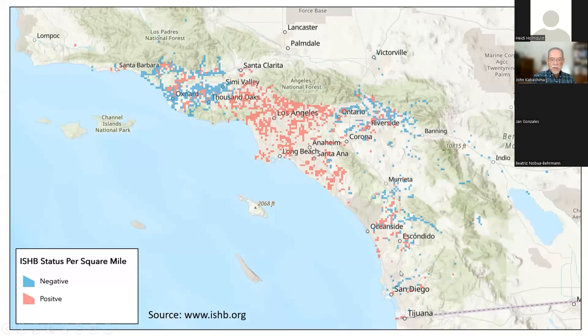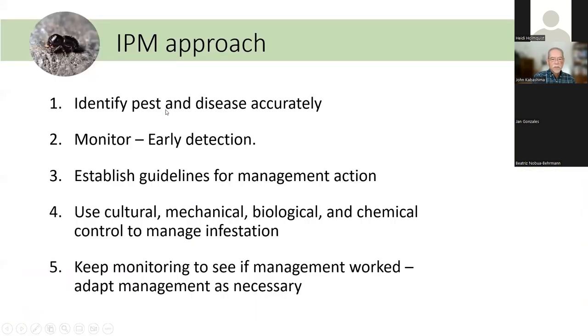Now, I want to bring this up because if you look, blue represents where the Kuroshio shothole borer first got started in San Diego, and then it started moving its way north. And you see this infestation up here in Santa Barbara. We know now that this beetle can't fly that far. This is because people are moving firewood and green waste from the southern part of Southern California all the way up into Santa Barbara. So that was probably moved on either green waste or firewood.